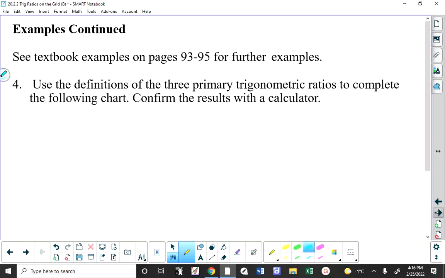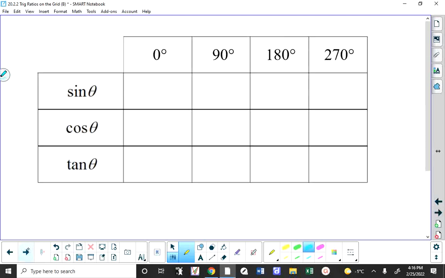Example 1 says we're going to use the definitions of the three primary trigonometric ratios, which are sine of theta, cos of theta, and tan of theta. We're going to use those definitions of those ratios to determine the sine of 0 degrees, and the sine of 90 degrees, and the sine of 180 degrees, and the sine of 270 degrees. And the same with the cosine, and the same with the tangent.